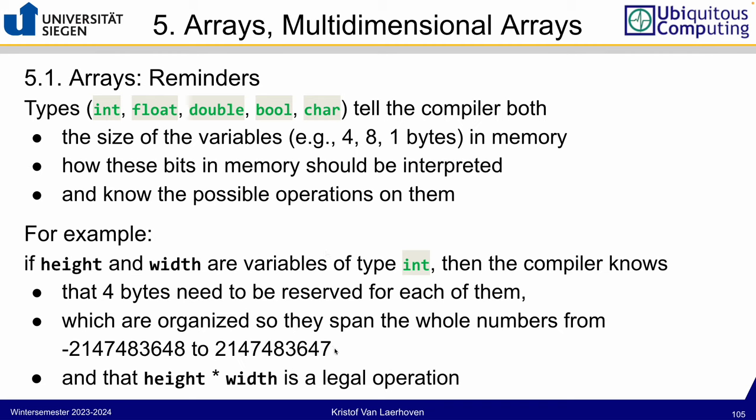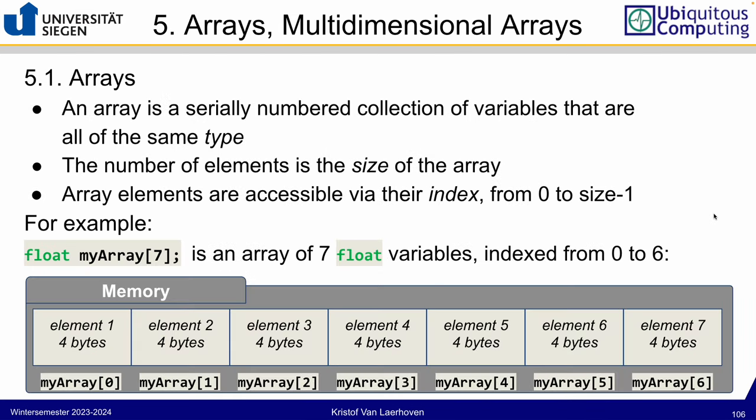Then it knows that it needs to organize those 4 bytes, or 32 bits, in such a way that it can map a number from minus 2 billion to more or less 2 billion. And that the star, which is the operator for multiplication, is valid here. If those two were Booleans, for instance, that would have been a completely different story, right? And this way, we've seen that, for instance, the division does different things on integers than it does on floats or doubles. Also, that is something that we already know. So this operation knows, okay, I have here two integers, so this operation is valid, and it does this particular thing, namely multiplication.